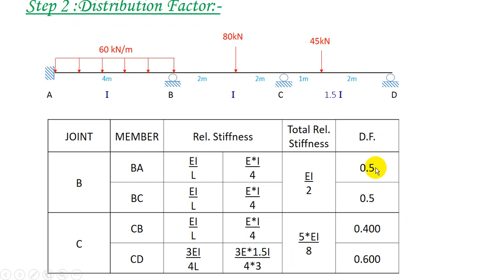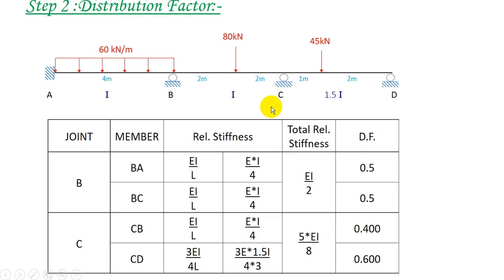Now distribution factor, that is what we have to find, is equal to relative stiffness divided by total relative stiffness. So for BA, if I divide this by this, I get 0.5. If I divide this by this, I get 0.5 again for BC. For CB it is 0.4, and for CD it is 0.6. Okay, so our step 2 is done. Step 2, distribution factor, is over.